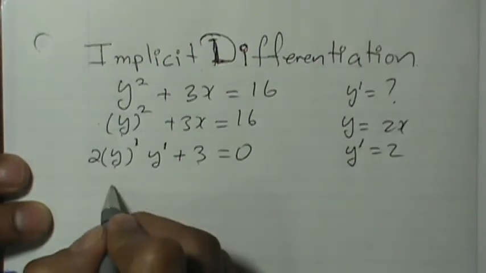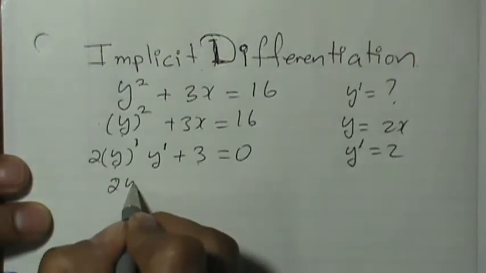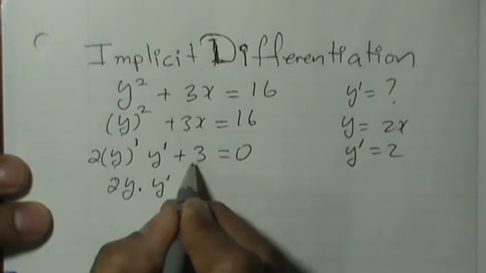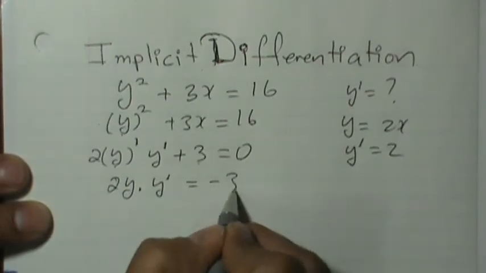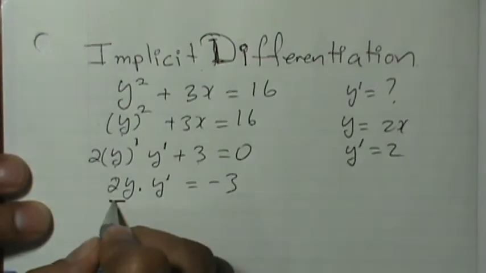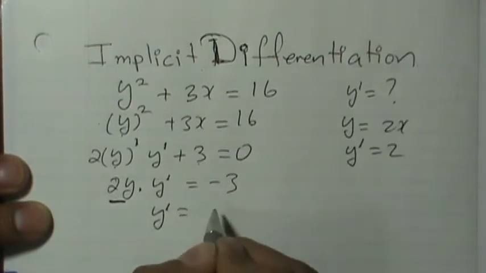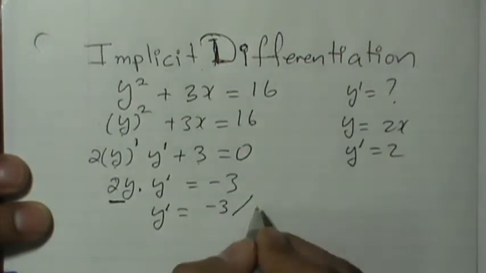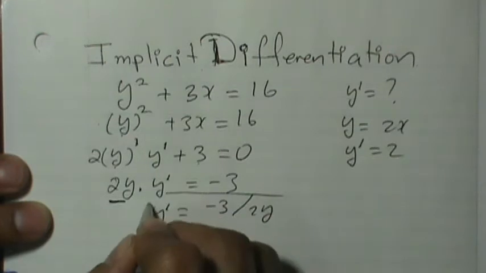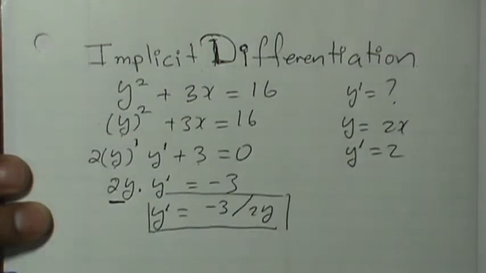Now the goal is to get y prime by itself. To get y prime by itself, we bring the positive 3 to the other side of the equation, and then we divide both sides by 2y to get an expression for slope of a tangent. So negative 3 divided by 2y, and that's an expression for slope of a tangent.